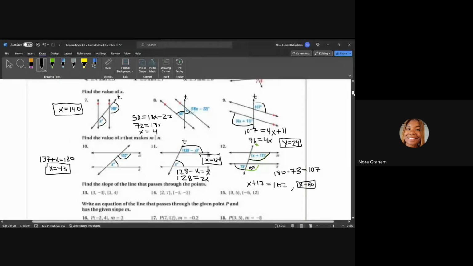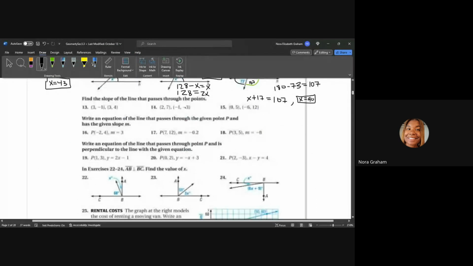All right. So let's go on. Let's do 13 through 14. They want us to find the slope of the line that passes through the point. So again, we're just finding slope. For those of you who have forgotten your slope formula, that's going to be m equals y sub 2 minus y sub 1 over x sub 2 minus x sub 1.